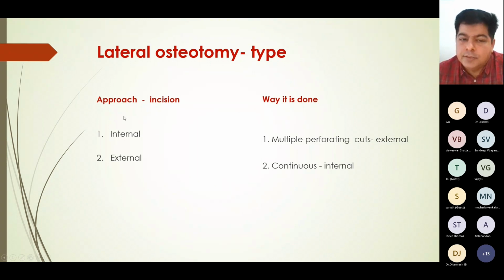Depending on the incision, you would have seen internal or external osteotomy. What are these? Internal is when you don't give an incision on the skin; you use the mucosa or the elevated skin envelope to perform the osteotomy. And external is when you go across the skin. There may be very minor nicks, but still you go across the skin, so it is an external osteotomy. Then, on the basis of the way it is done, it could be multiple perforating cuts and then green sticking it, or a continuous cut with the osteotome. Usually the continuous cut is reserved for internal osteotomy. Multiple perforating cuts are used in external osteotomy.